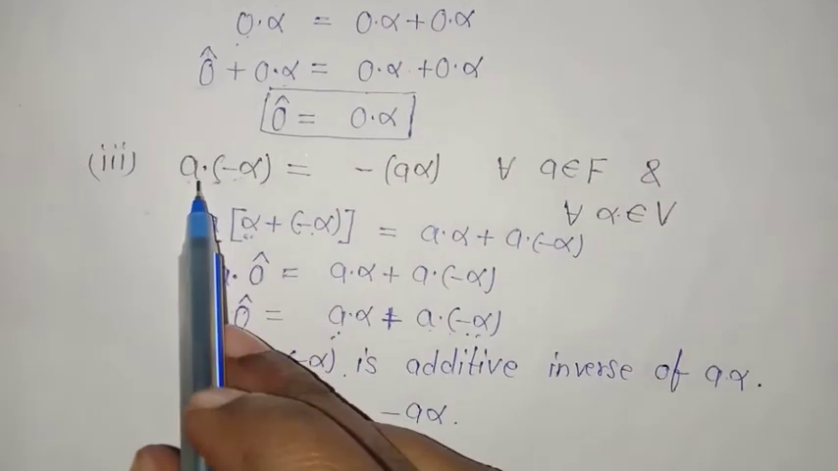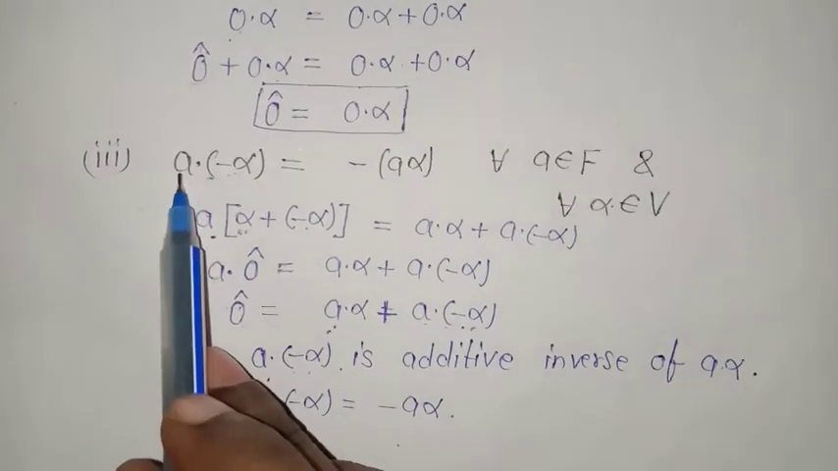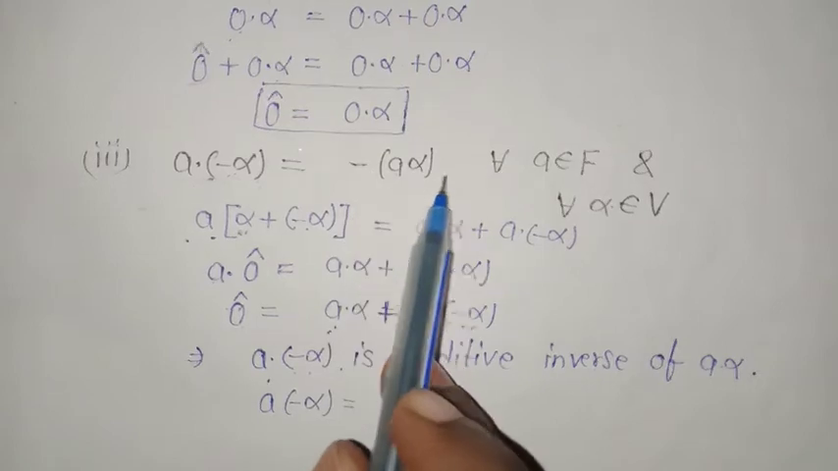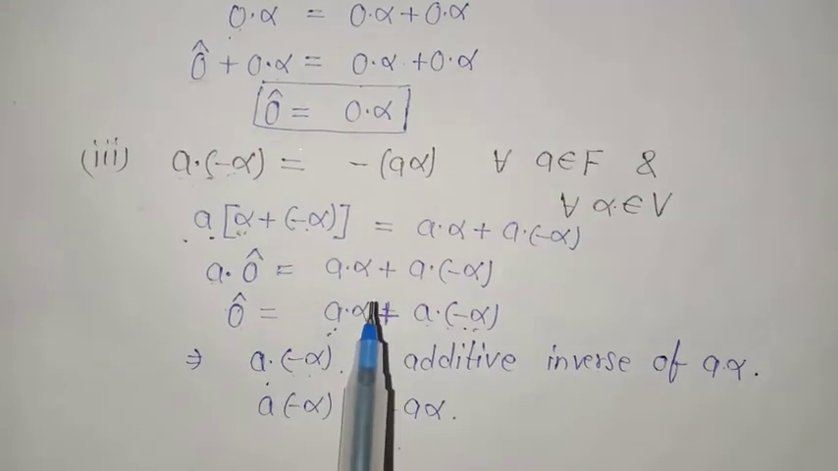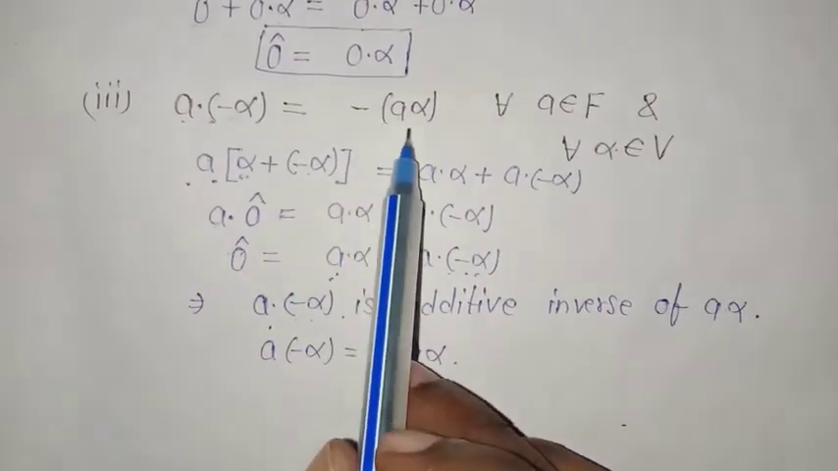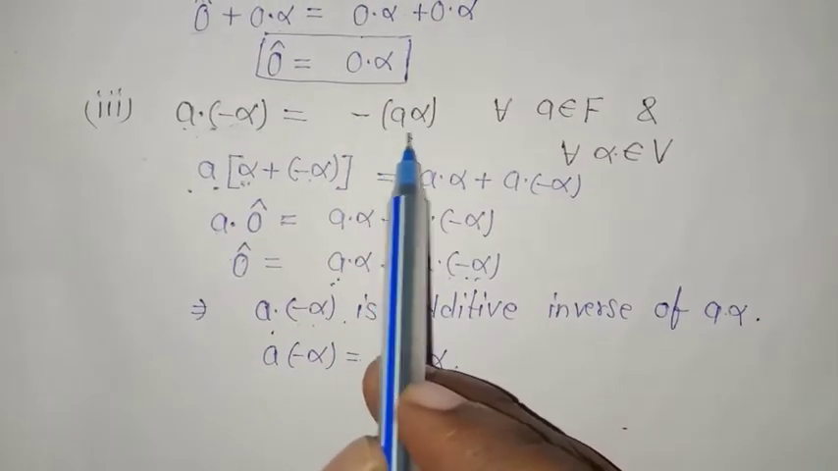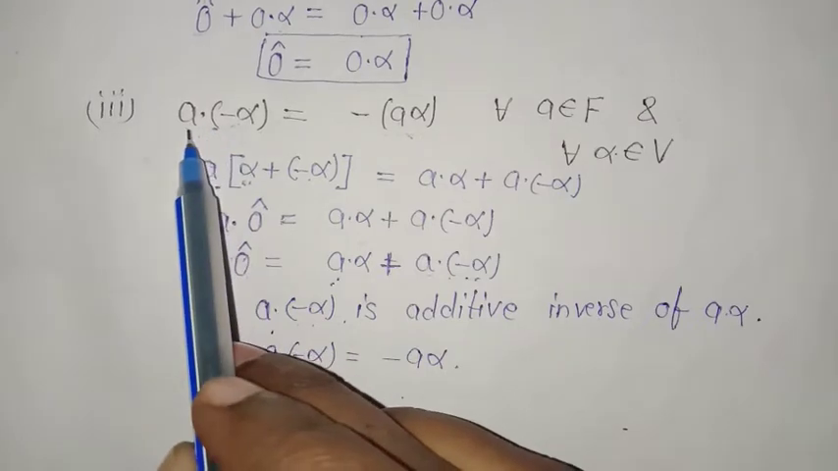It states that A dot minus alpha can also be written as minus of A dot alpha. And this exactly implies that these two elements are additive inverses of each other, so A dot alpha has an additive inverse A dot minus alpha.